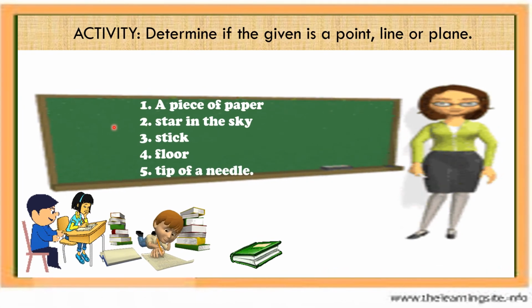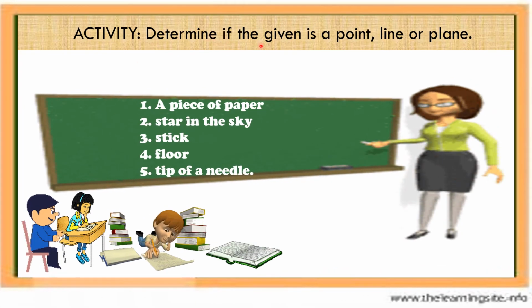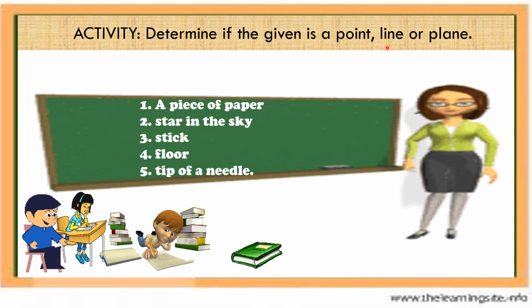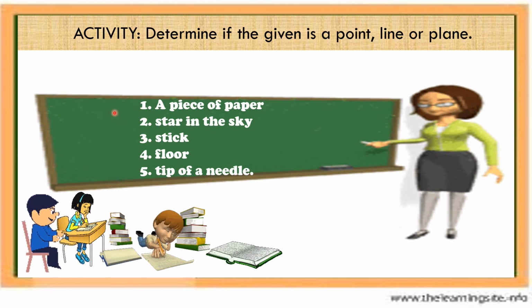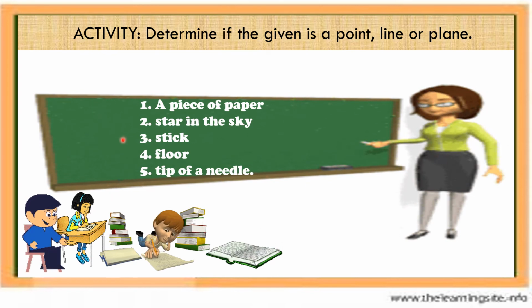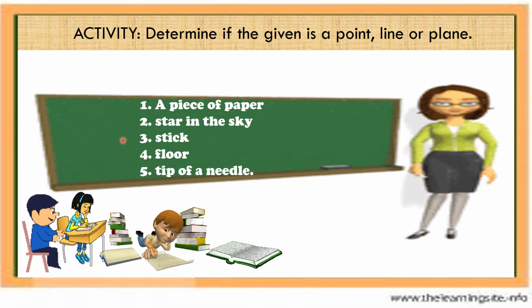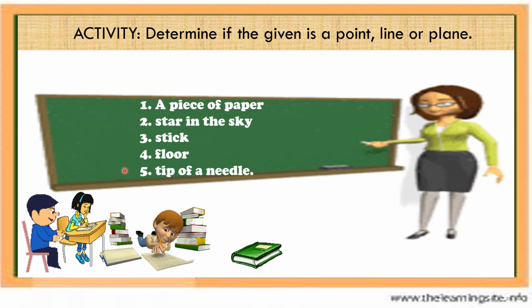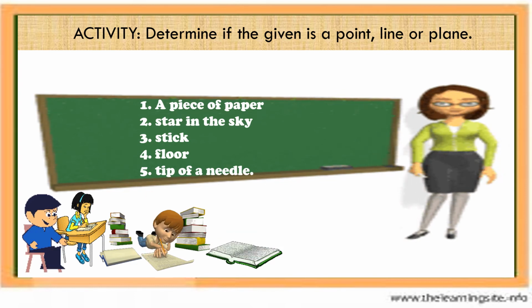And the given activity. Determine if the given is a point, line, or plane. Number 1, a piece of paper. Number 2, star in the sky. Number 3, stick. Number 4, floor. Number 5, tip of a needle.